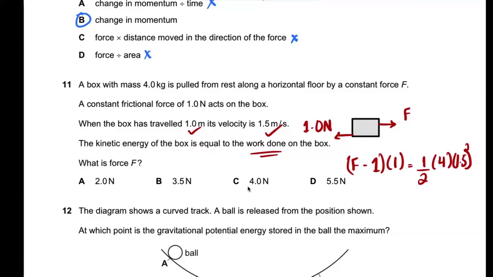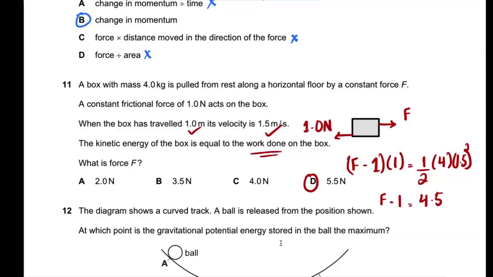So half times 4 times 1.5 squared. This is 4.5. So F minus 1 is 4.5. And then F would be 1 plus that. So this is 5. All right. So that's how you do this.